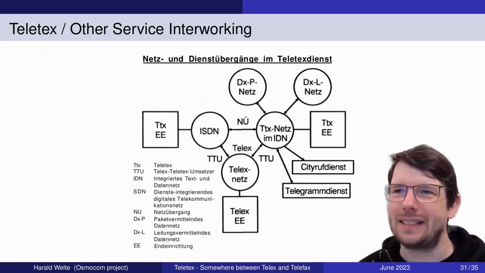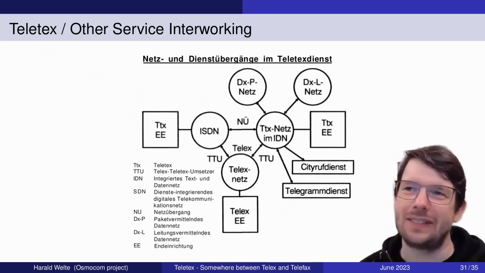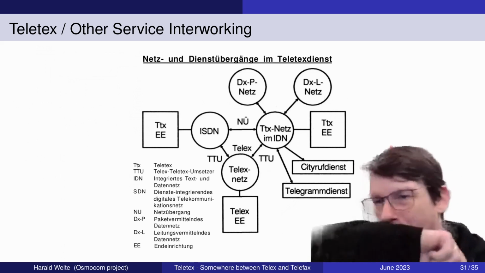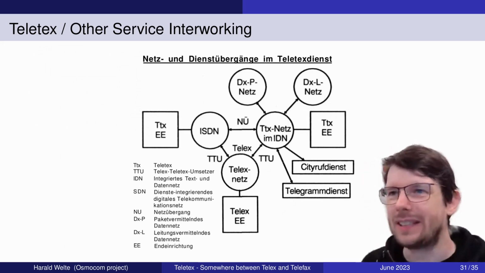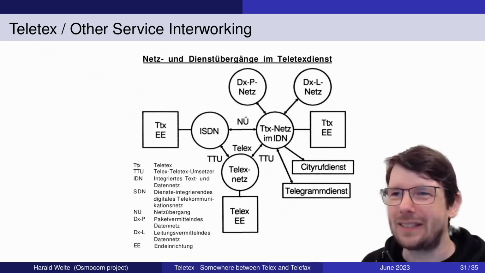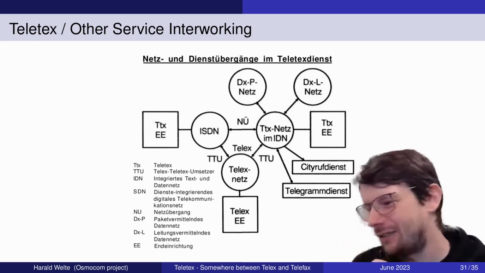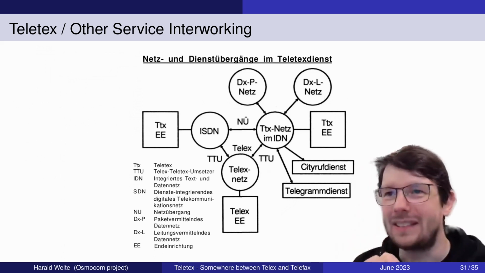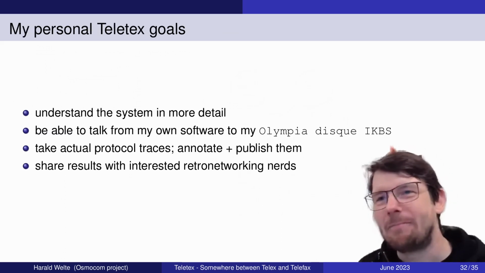This is an overview of the interfaces with other networks. So we had the Teletext network in IDN, which is another word for the platform that was carrying all these different services. And you can see those interfaces to DATEX-P, DATEX-L, to Teletext devices natively, but also Teletext devices attached to ISDN. And then the interface to the Telex network, to Telex and CityRuf, and even Telegram. Yeah, you could actually send a telegram from your Teletext device at some point in time.